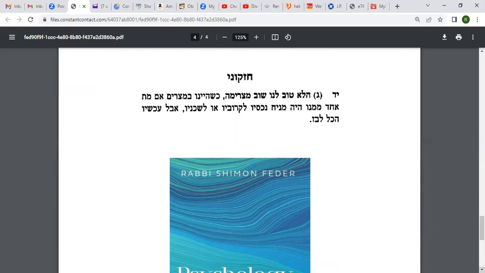Halo tov lanu shuv Mitzrayim. Because at least when we were in Egypt, when one of us would die, they could give over their possessions, whatever they had accumulated, to their families, or at least to their friends, to their neighbors. But now, if we're going into Canaan and we're going to be wiped out, hakol lavaz, everything will be looted from us. Our enemies who beat us, they'll take all of our possessions.